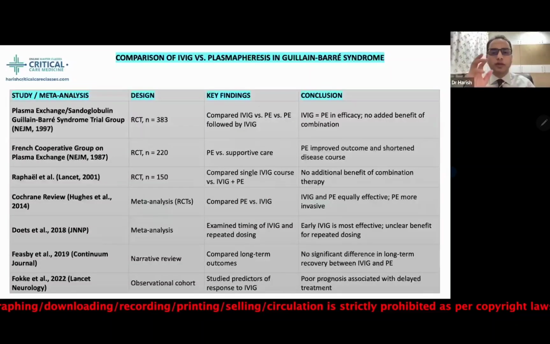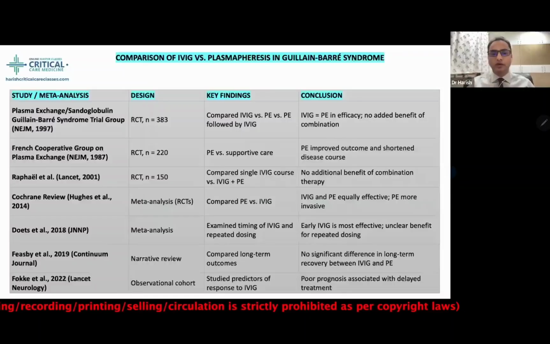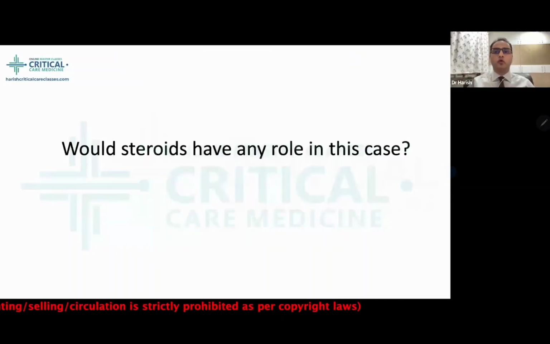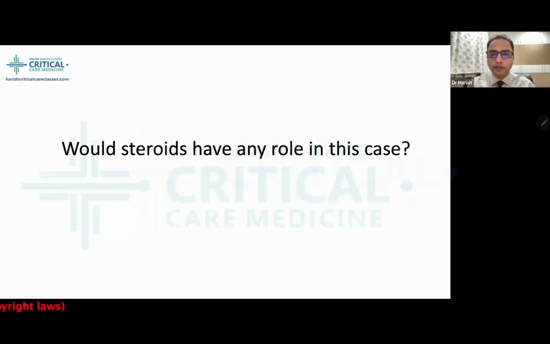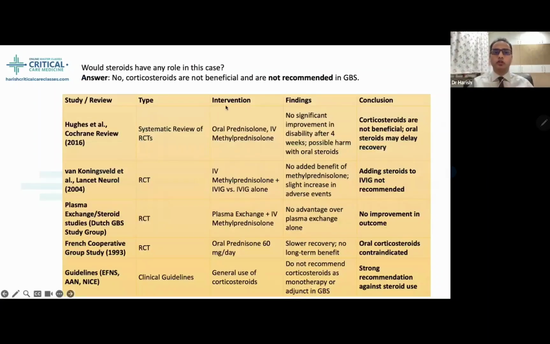Very, very important, as some examiners are interested in evidence on all this comparison. So should we give steroid to our patient? Is there any role of steroid in AIDP, which is one of the subtypes of GB syndrome? Definitely no. So no corticosteroids. They are not beneficial and not recommended in GB syndrome.